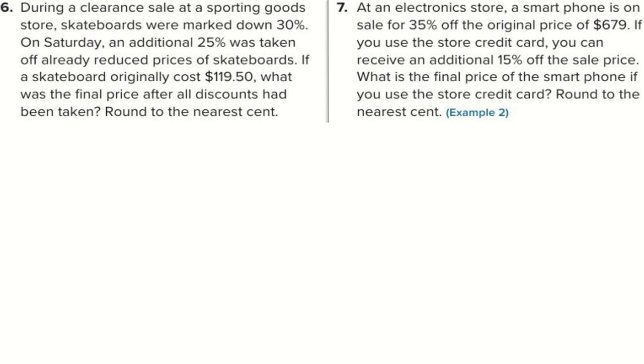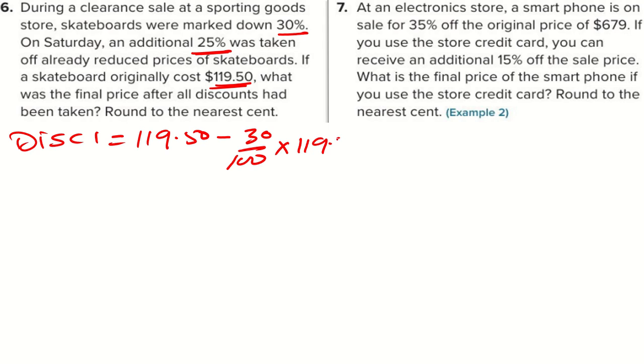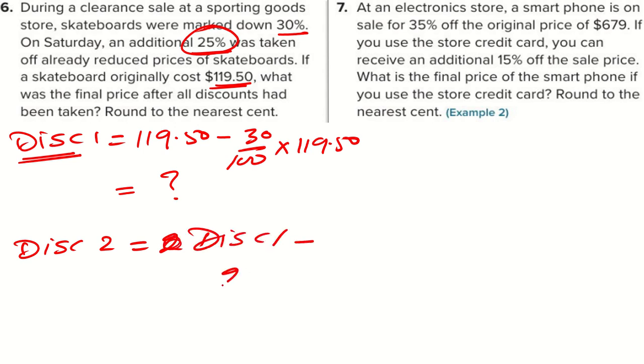Next question can be, during a clearance sale at a sporting goods store, skateboards were marked down 30%. This was the first discount, 30%. On Saturday, an additional 25% was taken off already on the reduced price of the skateboard. Now you see, first discount 1, it was 30% first. So if a skateboard originally cost 119.50, minus 30% of 119.50. First you will calculate this, okay? This is the discount 1. Now 25% extra on the discounted price. So discount 2 will be what? This is discount 1 amount minus 25% of discount 1, and then that will be the answer. Okay, I know that this calculation is little longer, but I am sure you can do it.